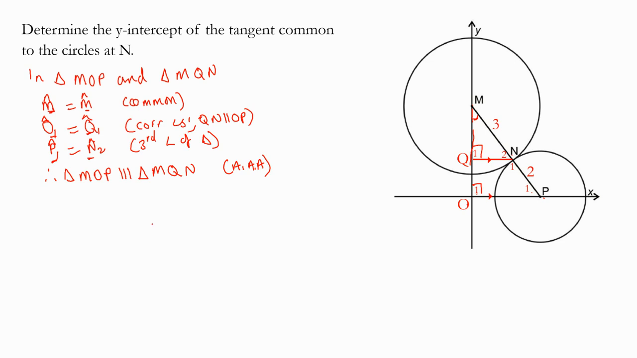And then from here, we can see that MO over MQ is equal to OP over QN. OP over QN is equal to MP over MN. MP over MN. Okay. Right. And then let's check what we're looking for. We're looking for QN. So we have QN there. Do we have OP? OP. We don't have OP.